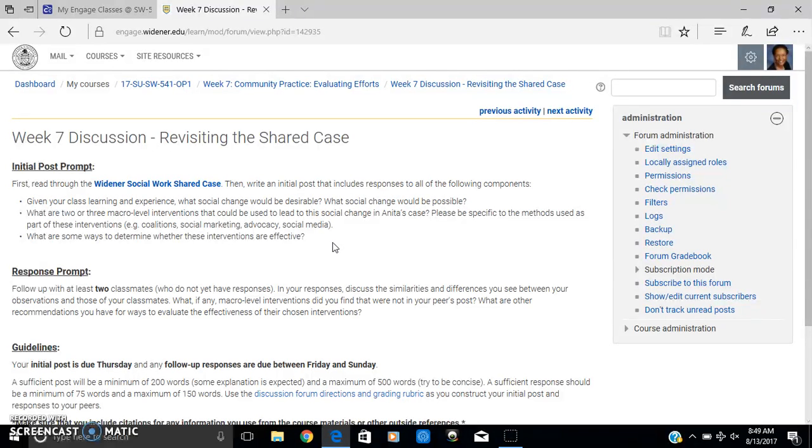And then the third requirement of the post, what are some ways to determine whether these interventions are effective? You are then to respond to 2 of your classmates, and in your response, discuss the similarities and differences you see between your observations and those of your classmates. And then your initial post is due by Thursday, and the follow-ups are due between Friday and Sunday.